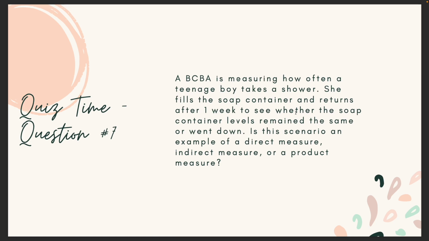7, a BCBA is measuring how often a teenage boy takes a shower. She fills the soap container and returns after 1 week to see whether the soap container levels remain the same or went down. Is this scenario an example of a direct measure, indirect measure, or product measure?